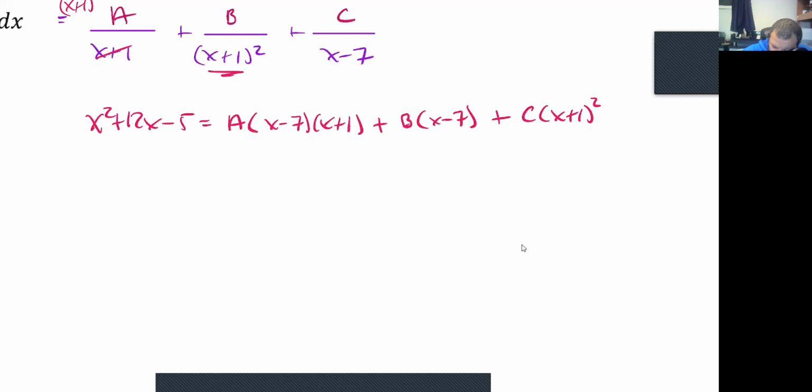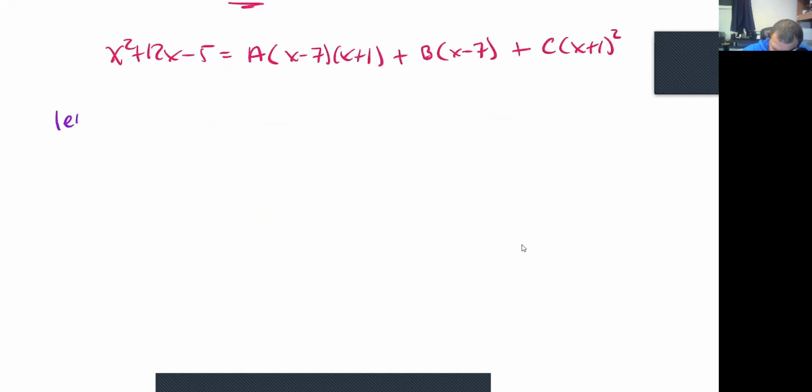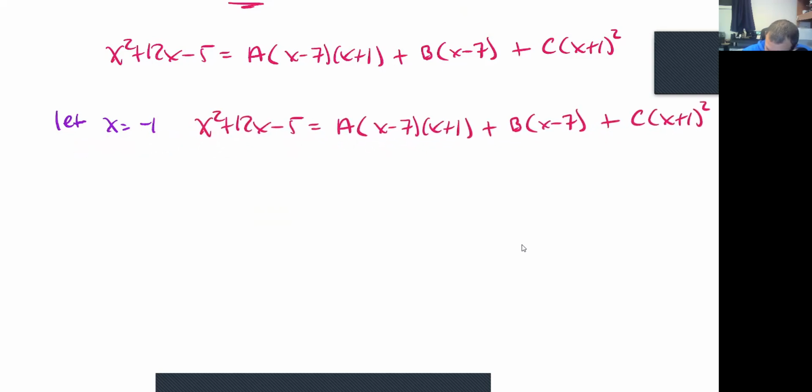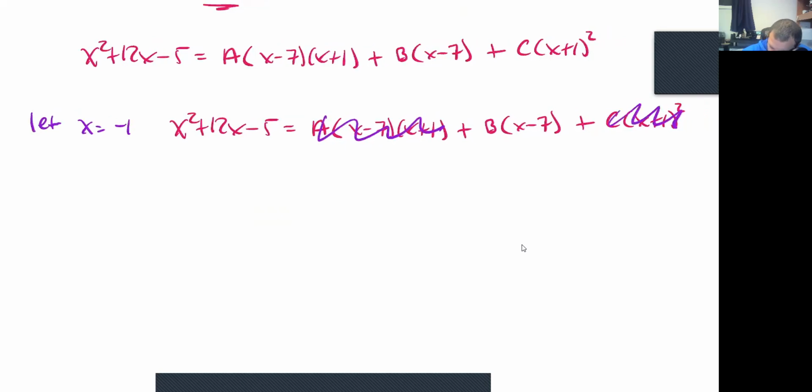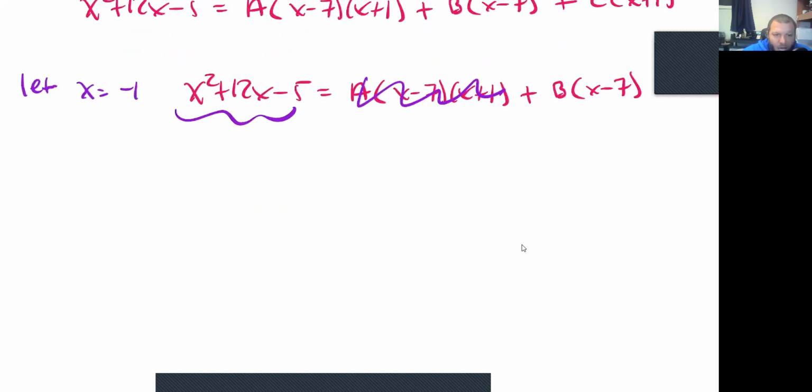All right, so then let's plug in some numbers. There are two nice choices. Let's say x equals -1, which is going to cancel out some stuff for us. When x is equal to -1, this term goes away, and this term goes away. So we're just left with -1 squared, so we get 1 minus 12 minus 5. There's a chance that I mess up some arithmetic here. So this is going to be -16 equals B times (-1 minus 7), which is -8. So B is equal to 2.